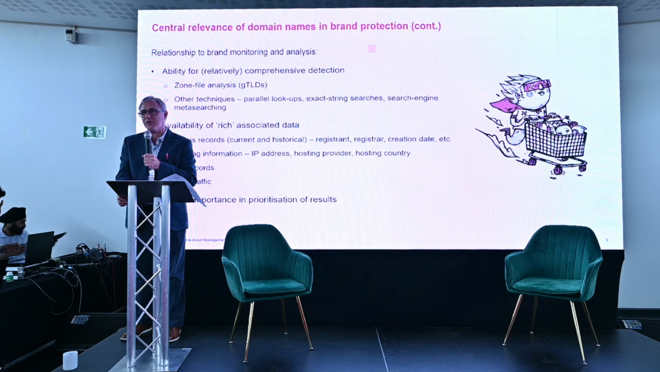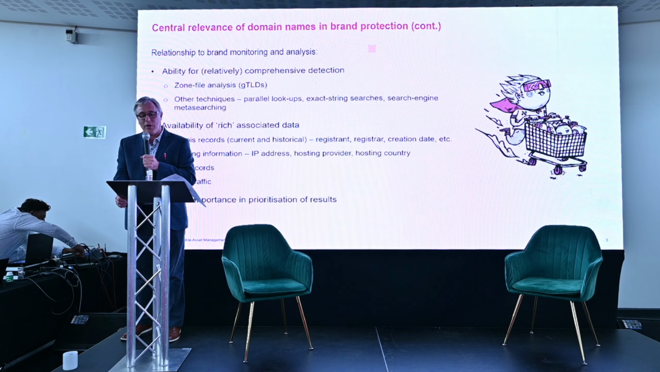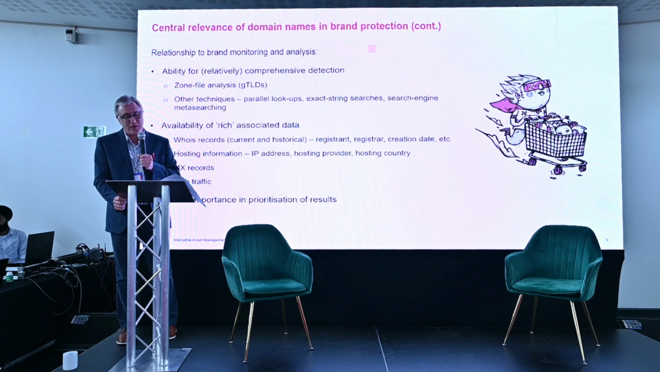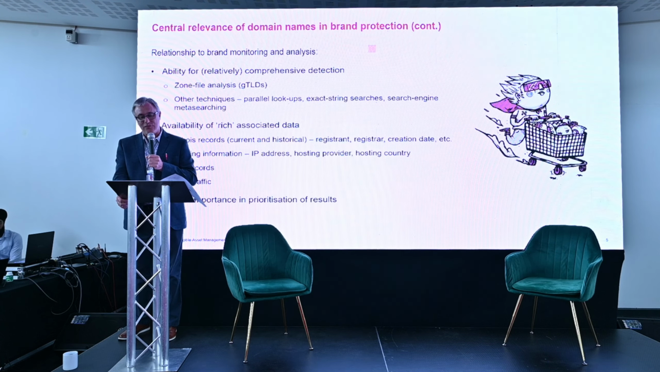So obviously, all things being equal, a more popular, a more highly trafficked domain will be of greater significance than one with less traffic. And really, one of the things to take away from this is that all of this data is really useful when it comes to prioritizing the set of domains that we've detected, working out which ones are the ones most worthy of attention. And obviously, it's really important that we're able to do that given the level of significance of domain names in brand protection, as I've mentioned.